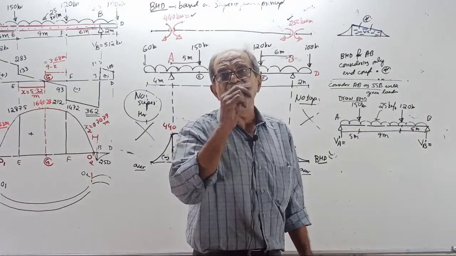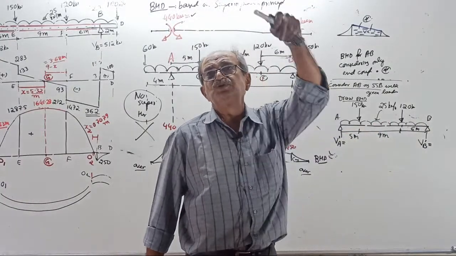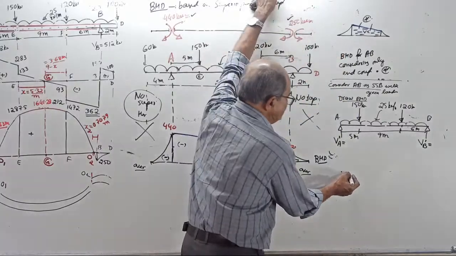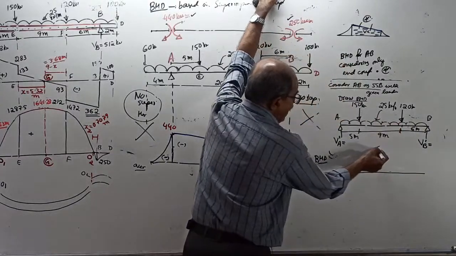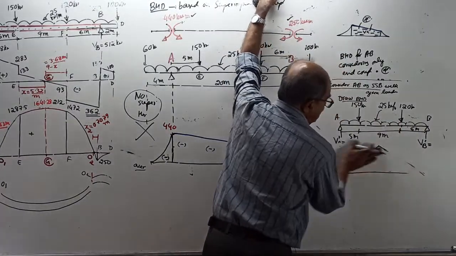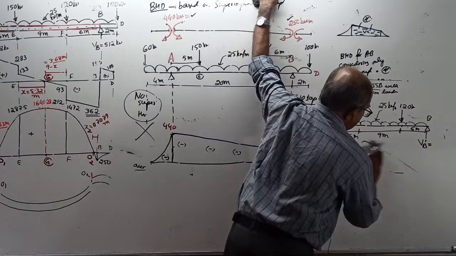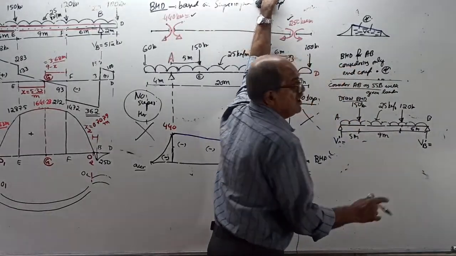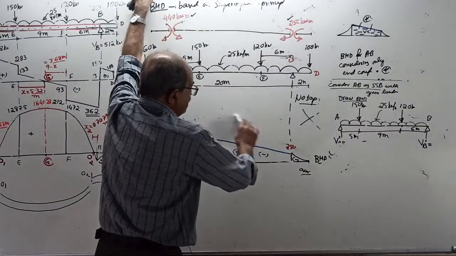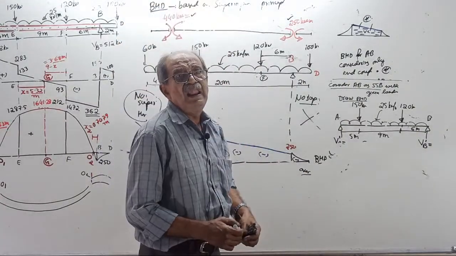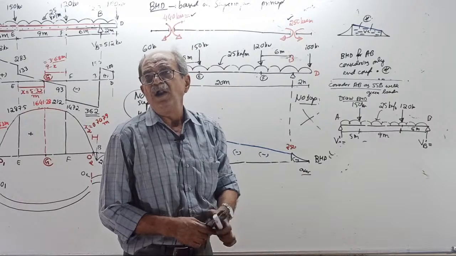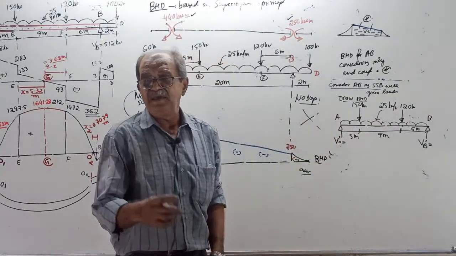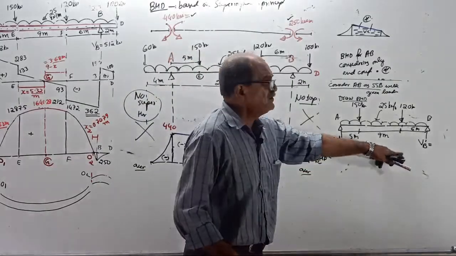In examination, usually they give central point load, eccentric point load, UDL, then nothing is required, because if central point load is given, WL by 4. If eccentric is given, WAB by L. If UDL is given, WL square by 8. That's what the student will do. They will come here, superimpose either WAB by L or WL by 4 or WL square by 8. Remember, they won't prepare this one.